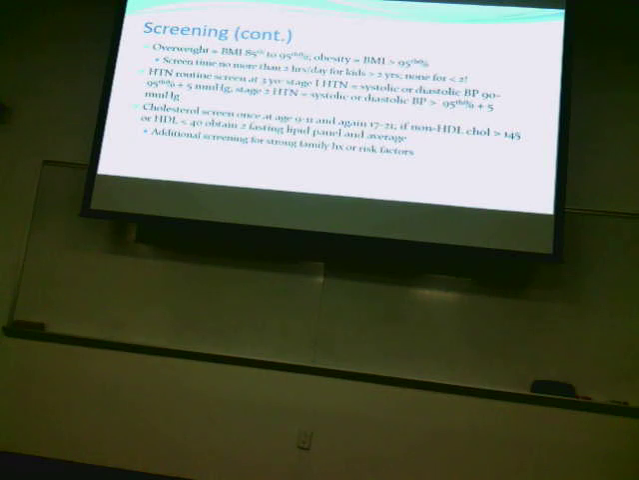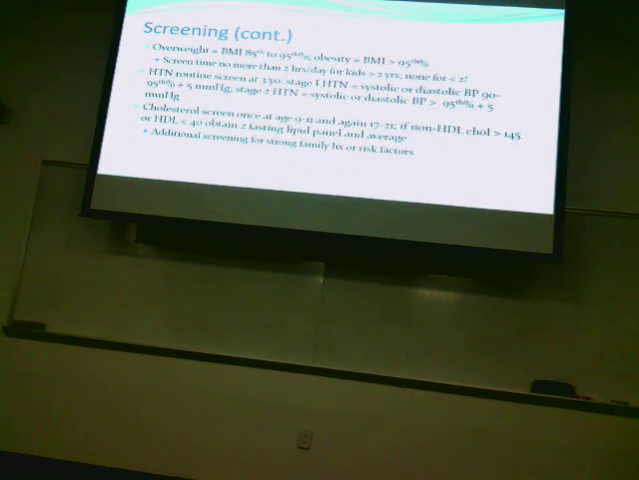So cholesterol screen, I think this one's kind of controversial, and we probably don't follow this one as much, but we screen at age 9 to 11 and again at 17 to 21. If the non-HDL cholesterol, which is the bad part, is greater than 145, or the HDL, the good cholesterol, is less than 40, then you want to get 2 fasting lipid panels and then average them and see what that is.